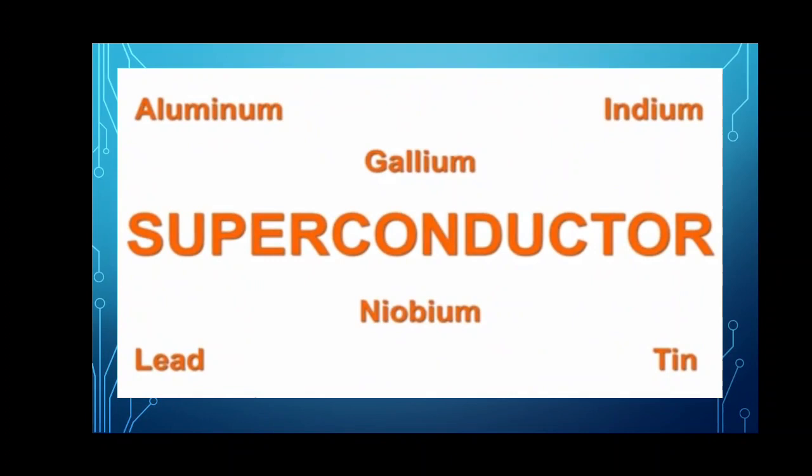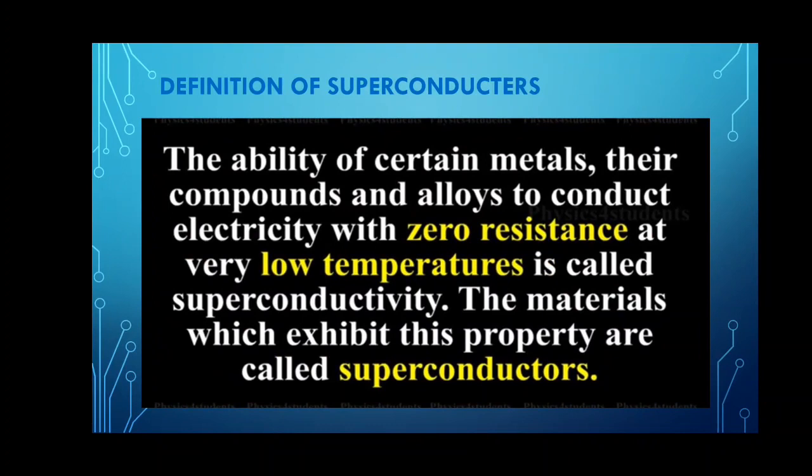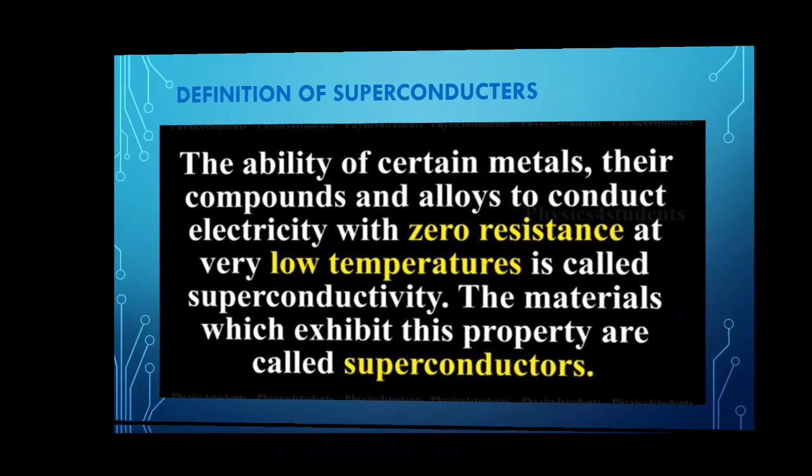So what are superconductors? Superconductors are simple conductors like superheroes, He-Man, Superman, conductors with very low resistance at a very low temperature, the critical temperature. We call them superconductors. They don't allow any wastage of electrical energy in the form of heat. So how can we define superconductivity and what are superconductors? The ability of certain metals, their compounds and alloys to conduct electricity with zero resistance at very low temperatures is called superconductivity. The materials which exhibit this property are called superconductors.